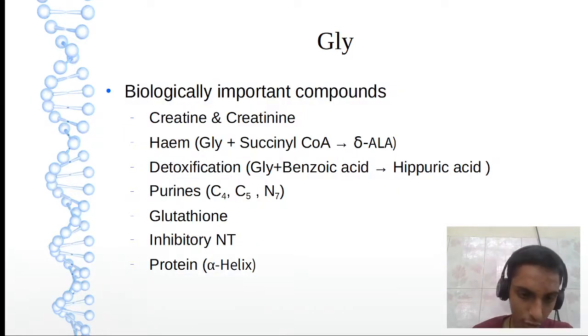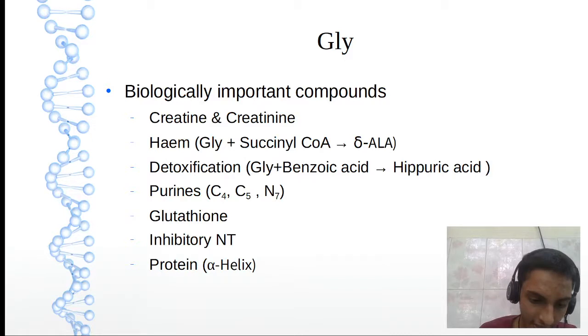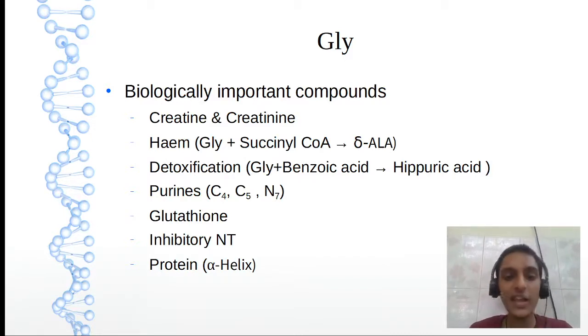Next, inhibitory neurotransmitter, I already told you for nerve impulse transmission, and protein, that is alpha helix. Alpha helix is a part of secondary structure of protein. So there is a certain parameter which is going to identify whether an amino acid will be there significantly in an alpha helix or not. And glycine is one such amino acid which we can identify in the alpha helix.